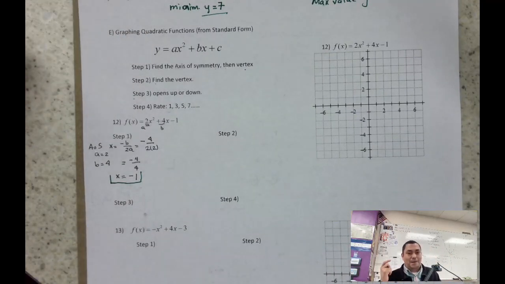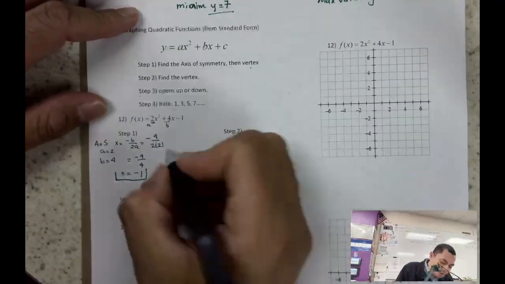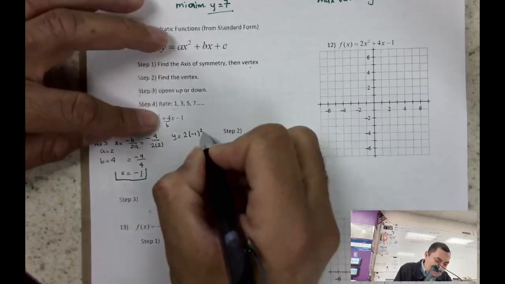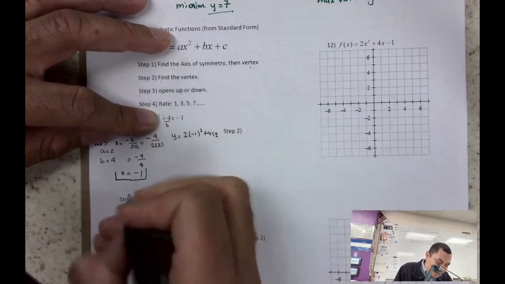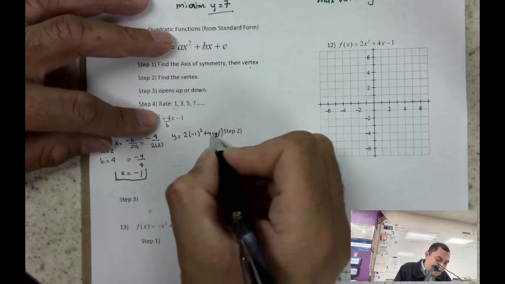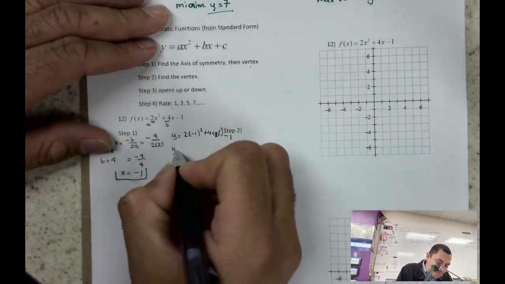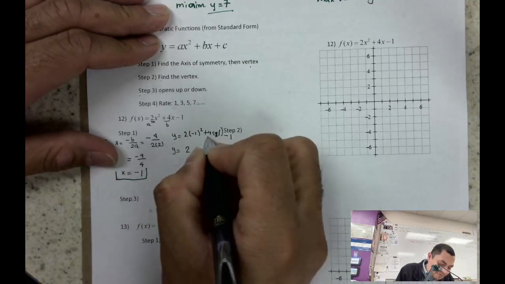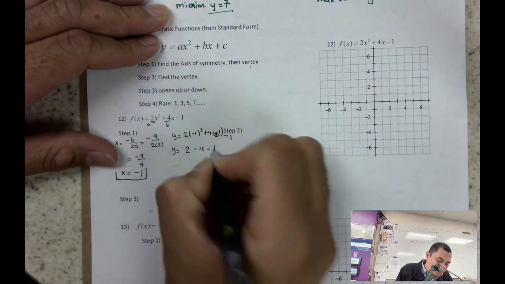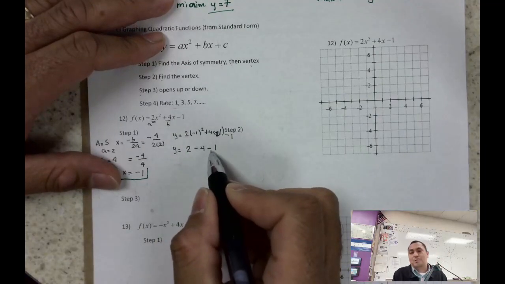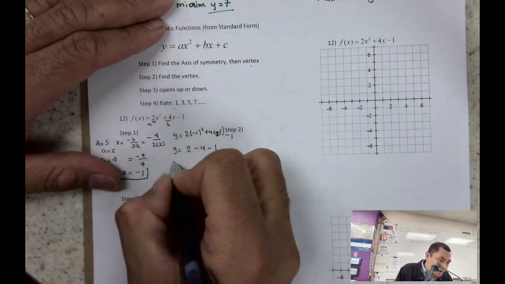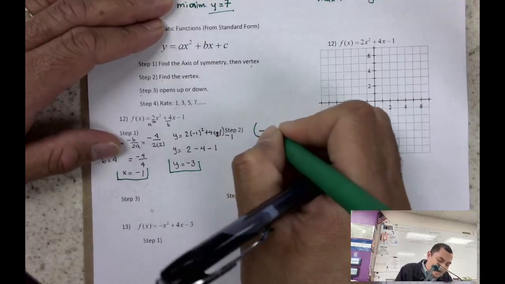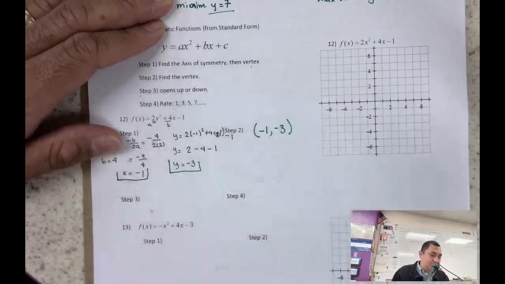Now I need to find the value of y. This is my axis of symmetry. Now let's find the value of y. So I have y equals 2 times negative 1 squared plus 4 times negative 1, minus 1 here. So y is equal to, negative 1 to the second power is positive 1 times 2 is 2. Then 4 times negative 1 is negative 4 minus 1. So what I have, negative 4 minus 1 is negative 5, and negative 5 plus 2, so y is equal to negative 3. So I know my vertex now. My vertex is negative 1, comma, negative 3.